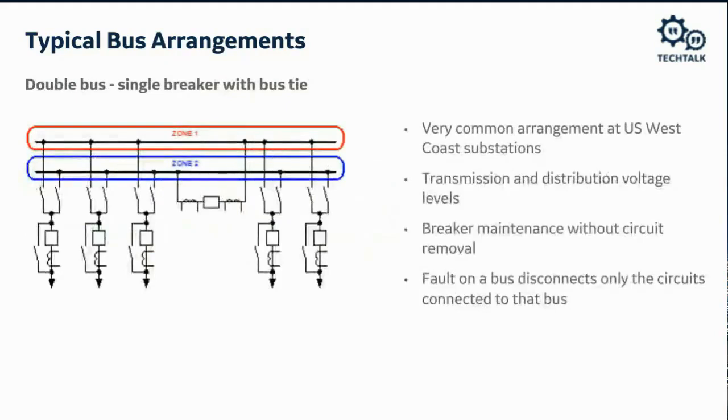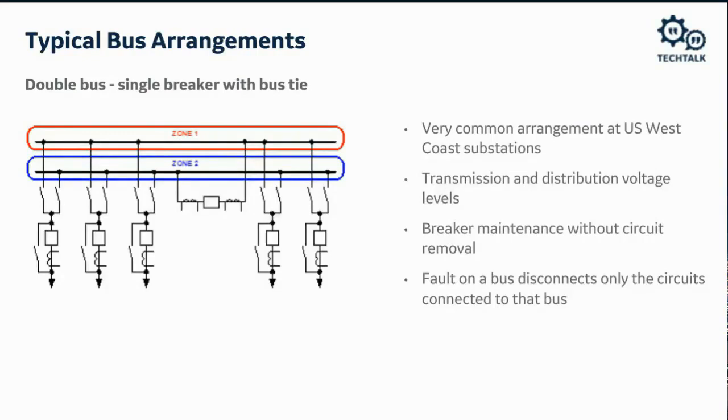Building upon the main-tie-main scheme is the double bus with a bus tie breaker, which is optionally installed. And this scheme is a very common arrangement in West Coast substations. You find it at transmission and distribution voltage levels. How this scheme works is you can take out any of these breakers for maintenance without affecting any loads in your system.